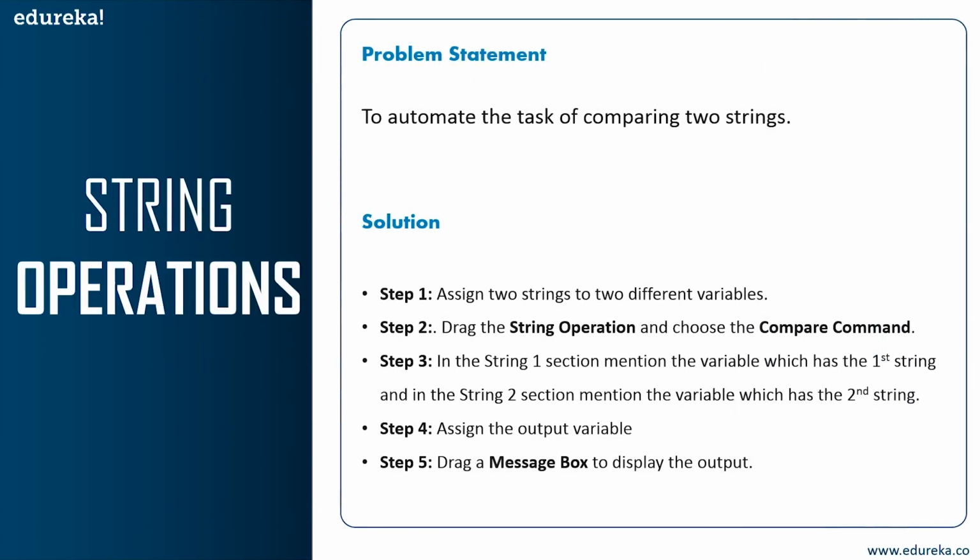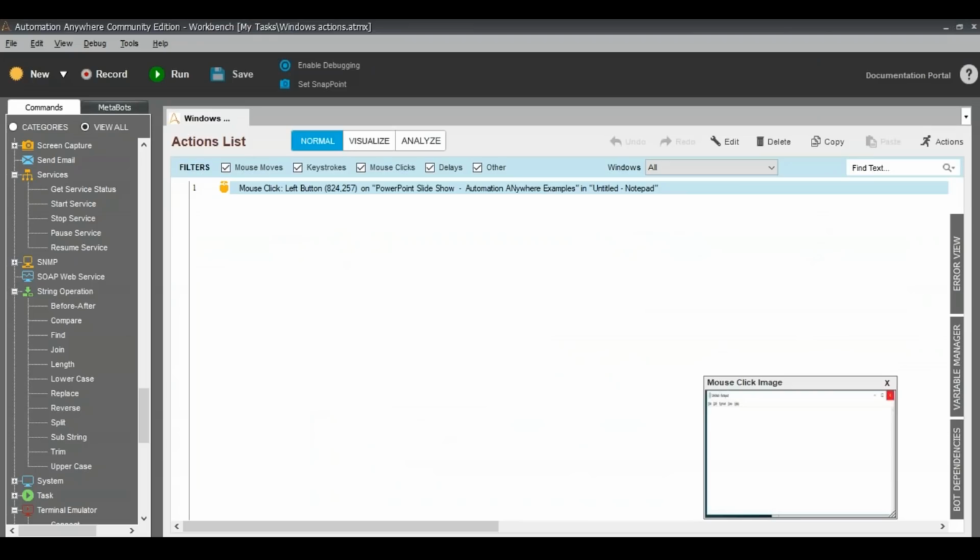Today in this session, we'll focus on how you can automate the task of comparing two strings. The steps are really simple to compare two strings. You first have to assign two strings to two different variables. Then you have to drag the string operation command, and then choose the compare command. After that, in the string 1 section, you have to mention the variable for string 1, and in the string 2 section, you have to mention the variable for string 2. Then you'll have to assign a variable for the output, and then you can use the message box to display the output. So what I'm going to do is shift back to my workbench over here.